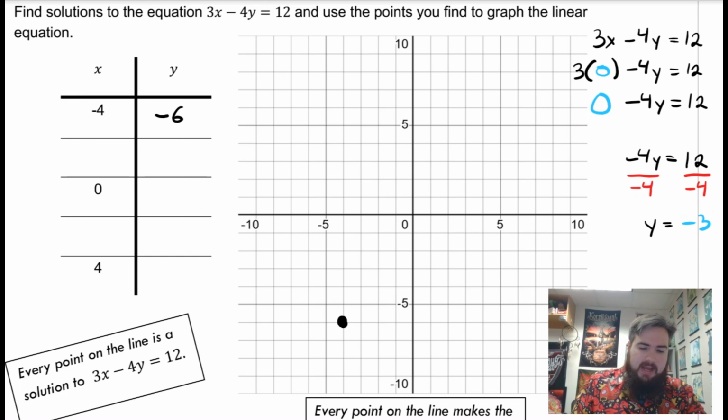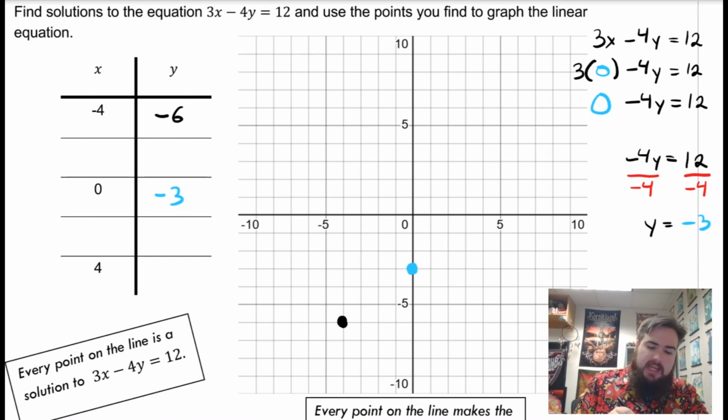So now I have that coordinate to plot, 0 and -3. 0 on the x-coordinate would mean do not move horizontally at all, but -3 on the y-coordinate would mean move down a distance of 3. So that would put a point about here.